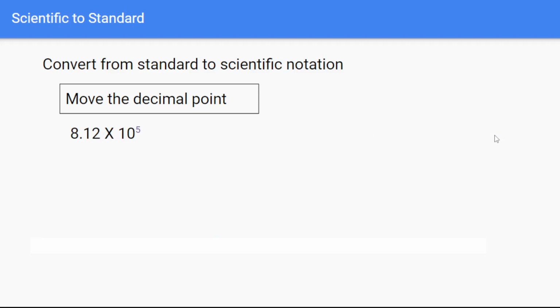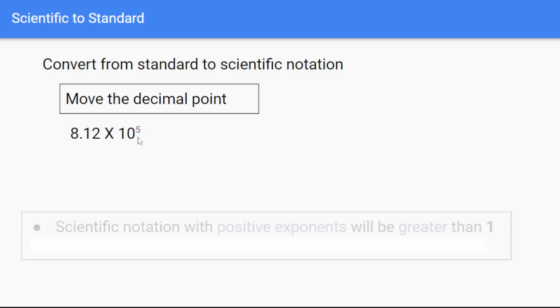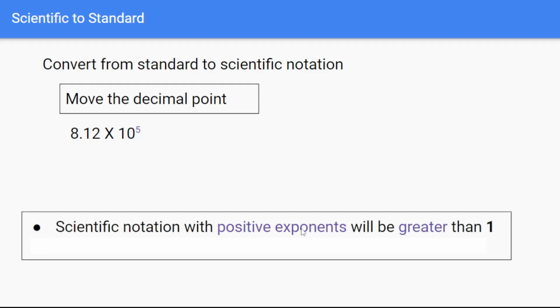If you're going from scientific to standard notation, you have to think about it the same way. We have an exponent. It's a positive exponent, so that means your number will be greater than 1. So which way do we move the decimal? Well, we need this number to be greater than 1, right? So we're going to move it to the right. We moved it 1, 2, 3, 4, 5 spots, right? That's what we're supposed to do, 5. So we moved it 5 spots, and we get 812,000.